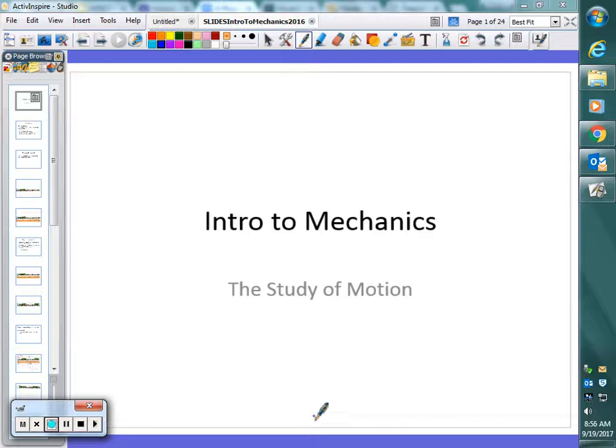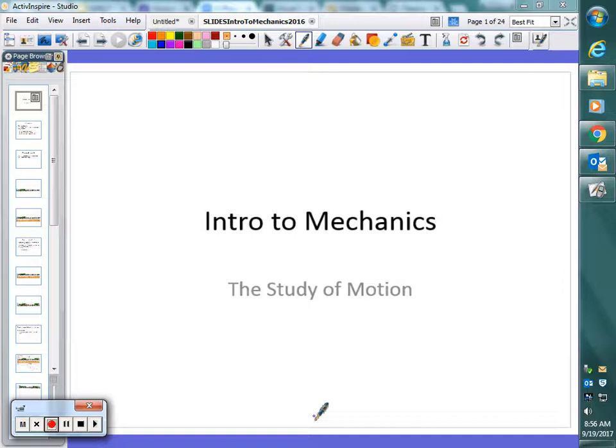So, yesterday, we introduced the topic of mechanics. And like its name, or like the subtitle on the board suggests, the study of motion. And so we said that if we're trying to describe the motion of an object, there are four things that we want to know about that motion. What do we want to know about the motion if we're trying to describe it?